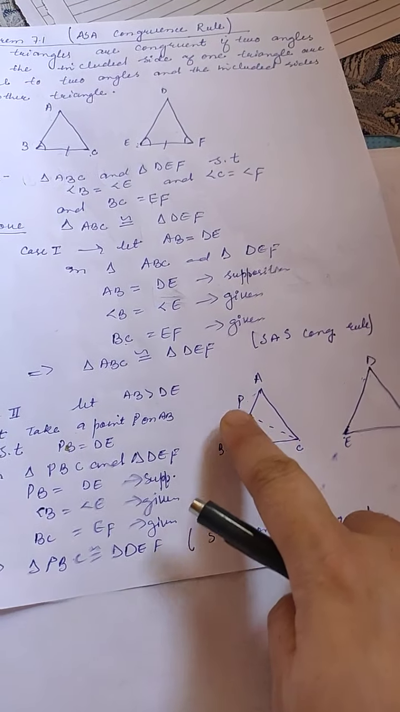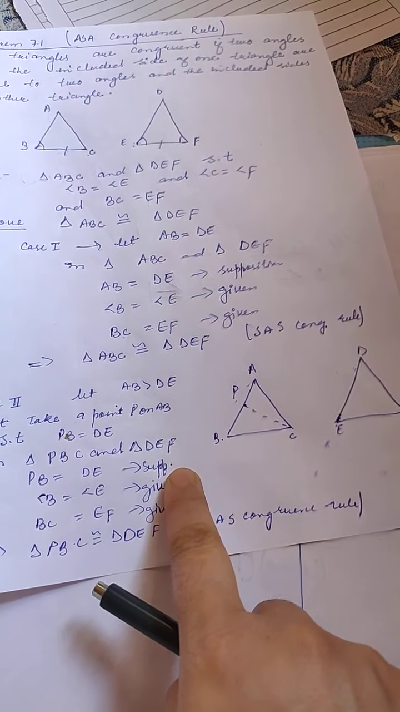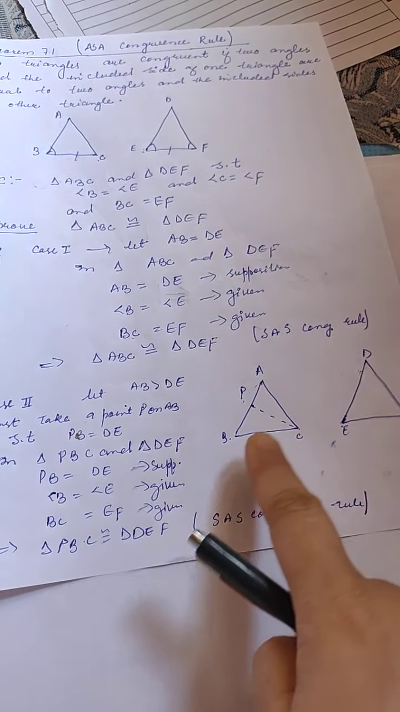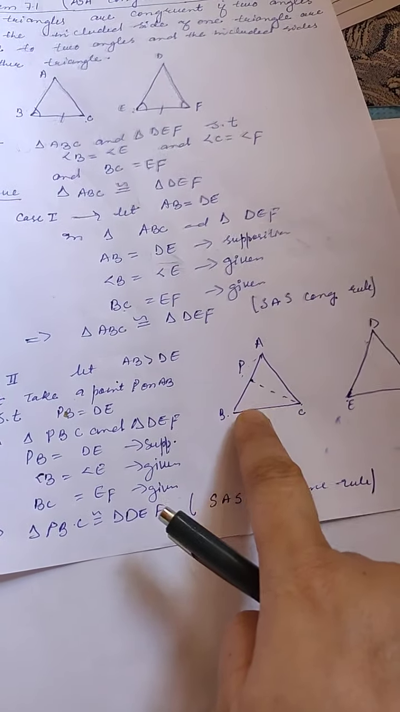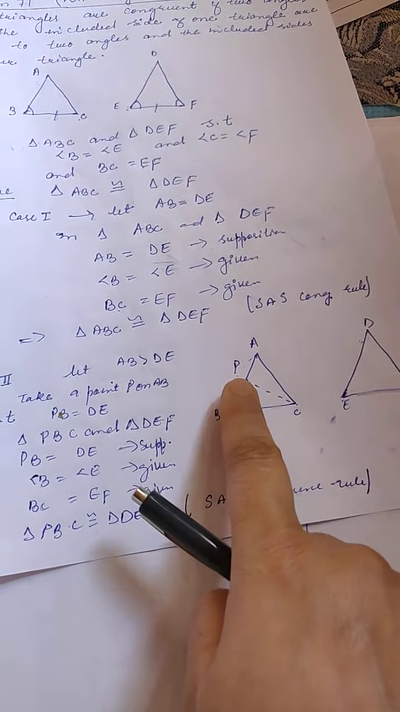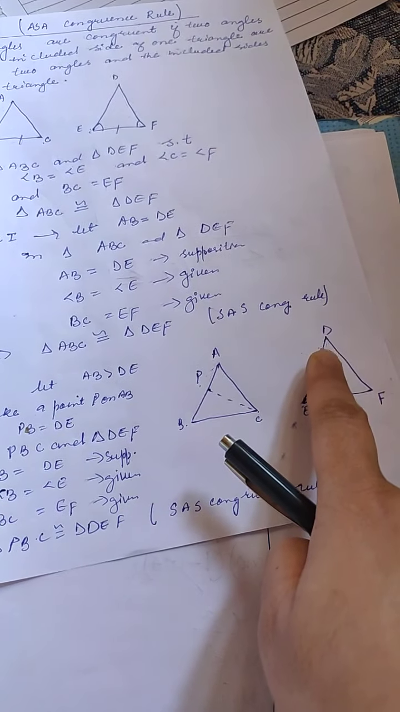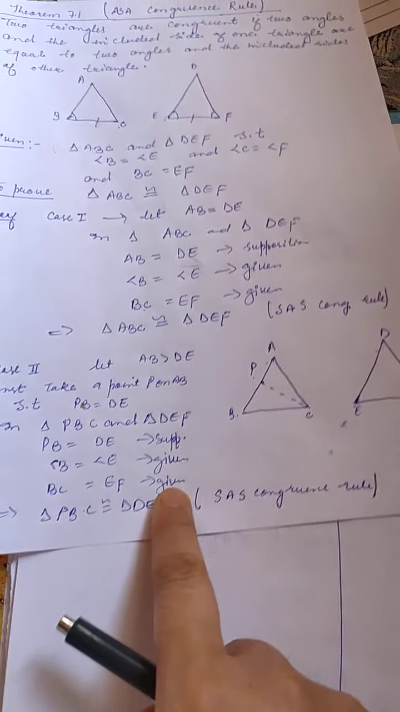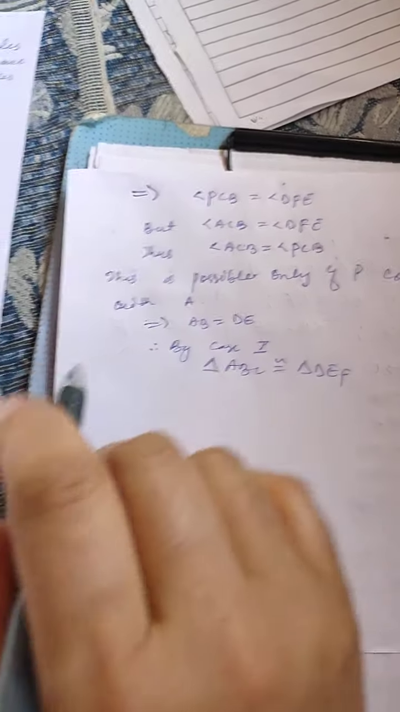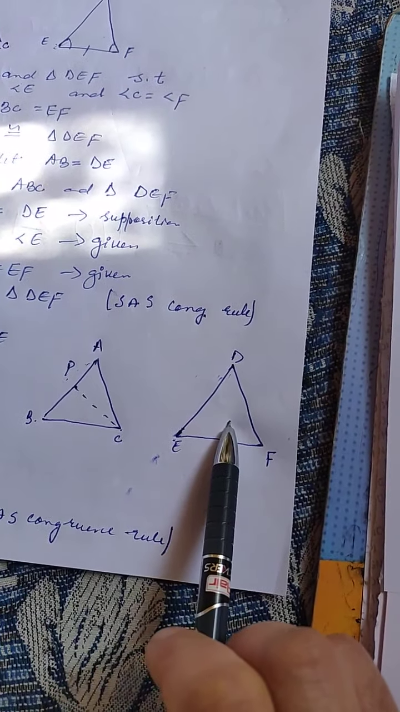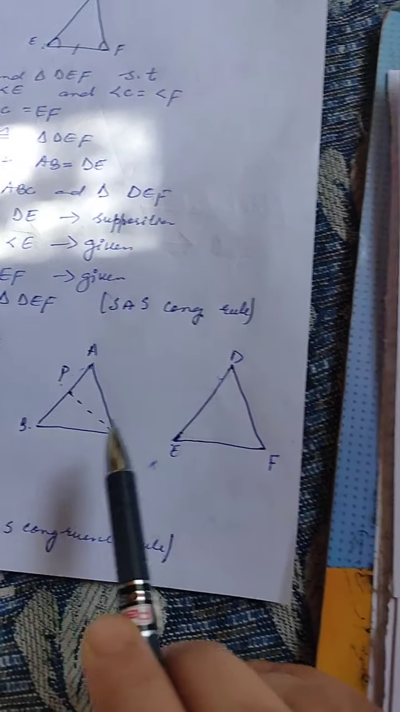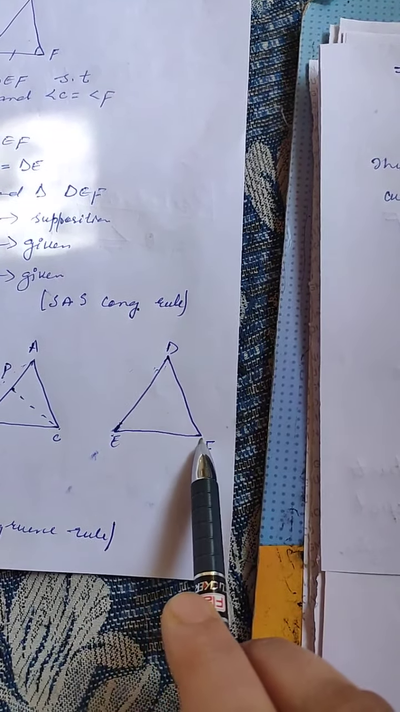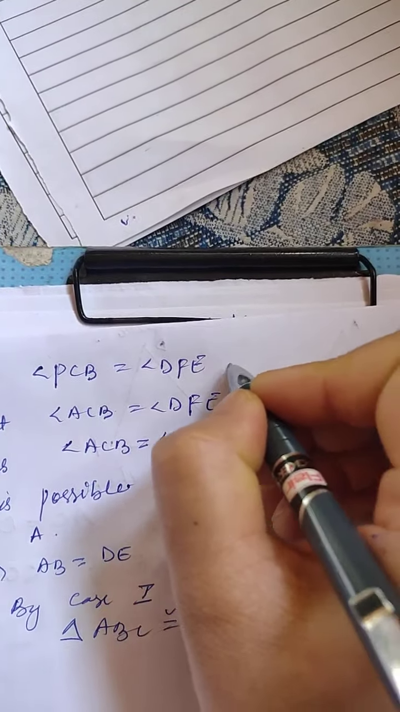So here PB is equal to DE, supposition, angle B is equal to angle E, given condition, BC is equal to EF, again given condition. Therefore, these two triangles are congruent. Triangle PBC is congruent to triangle DEF. So by CPCT, if these two triangles are congruent, then angle PCB is equivalent to angle DFE. This is CPCT.